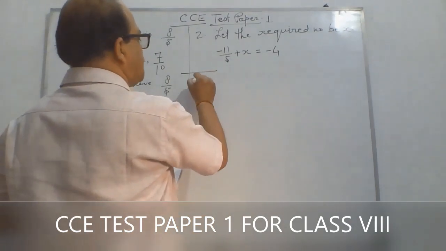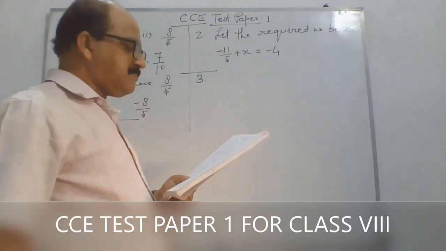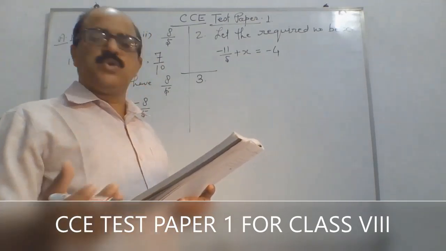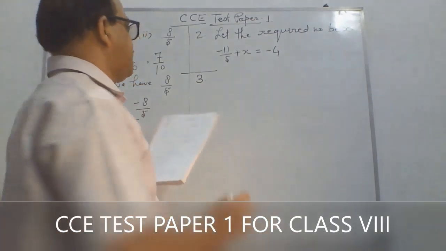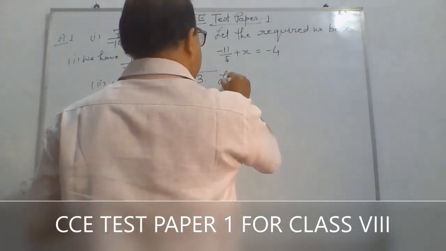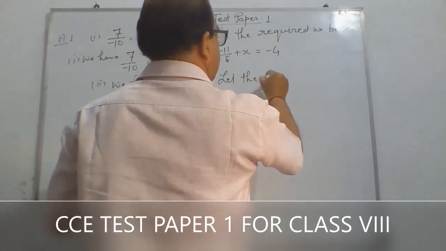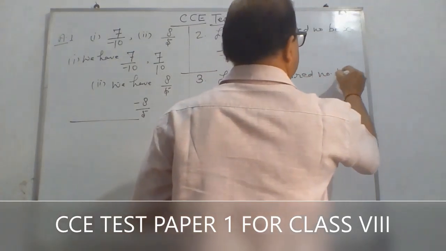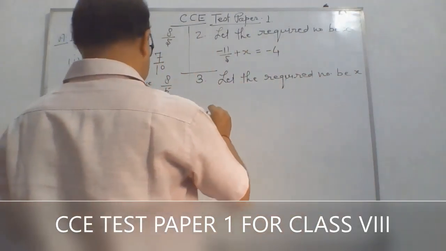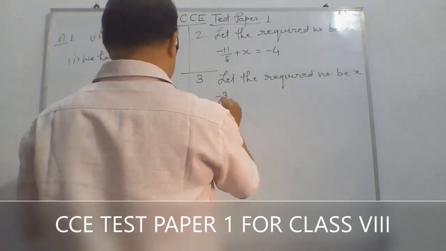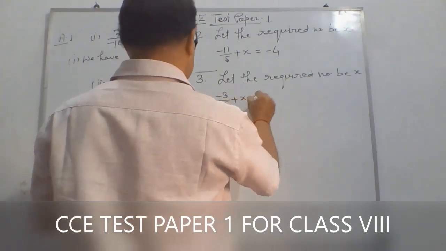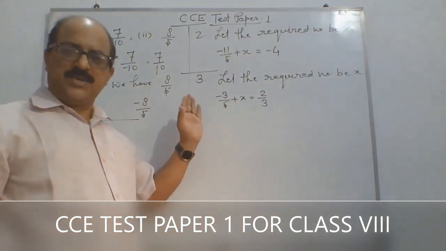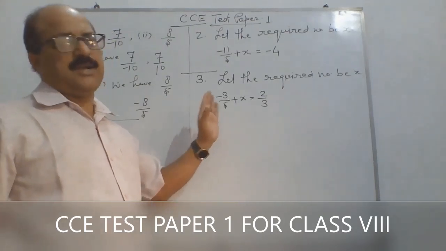Now in question number 3, what number should be added to minus 3 by 5 to get 2 by 3? This is the same process. Let the required number be x. So what number should be added? Minus 3 by 5 plus x is equal to 2 by 3. When you solve these simple equations, you will get the answer.